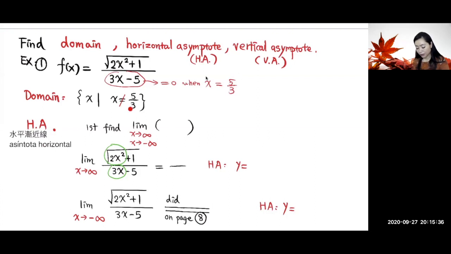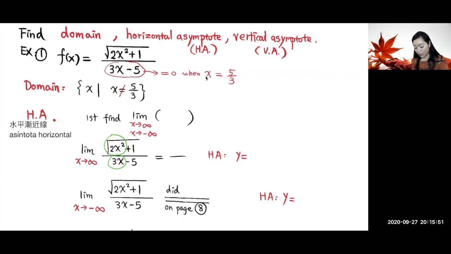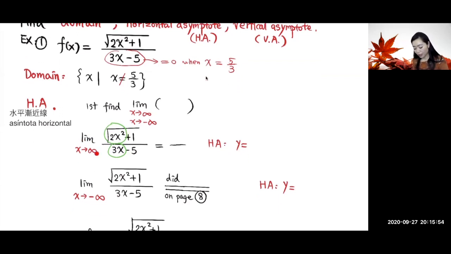Now we try to find the horizontal asymptote. First, remember to find the horizontal asymptote, we want to look at the end behavior of the function when x goes to infinity or negative infinity. When x goes to infinity, we can use our shortcut. We look at the dominating term, square root of 2x squared over 3x. That is going to go to what? Well, square root of 2 times x over 3x. The x will cancel.